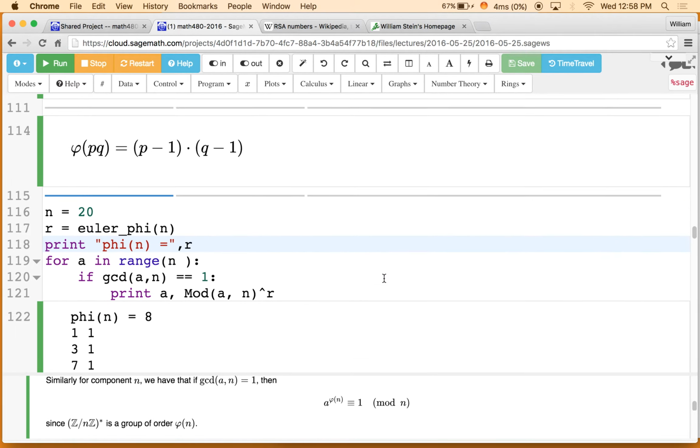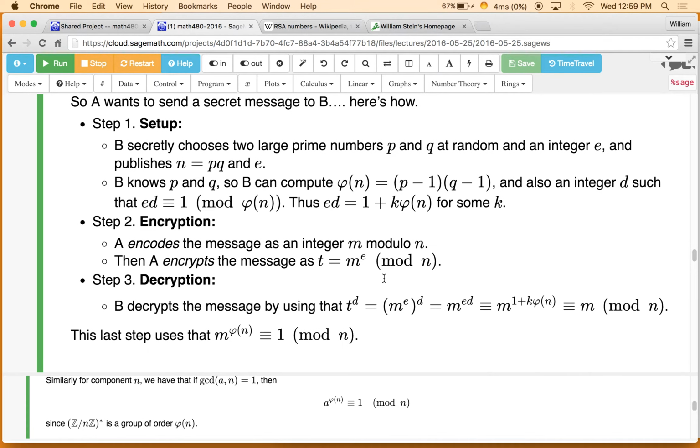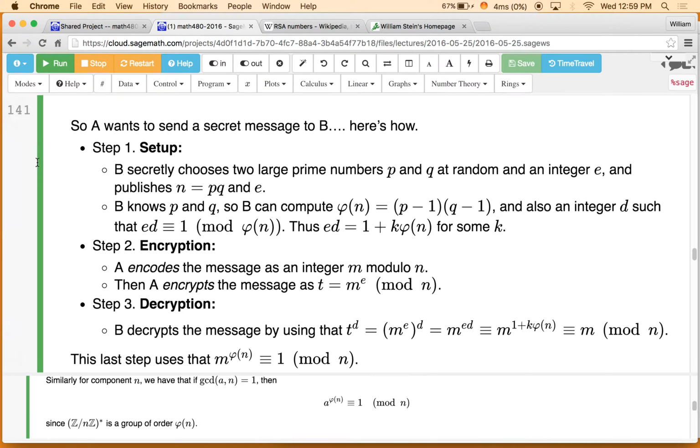All right, so now here is RSA. It's the entire thing. A wants to send a secret message to B. Here's how you do it. First, you do some setup. Like I did in the 1990s, you generate an RSA public key. Here's how it works. You secretly choose two large numbers, P and Q, at random. Now, random is a subtle and dangerous word.